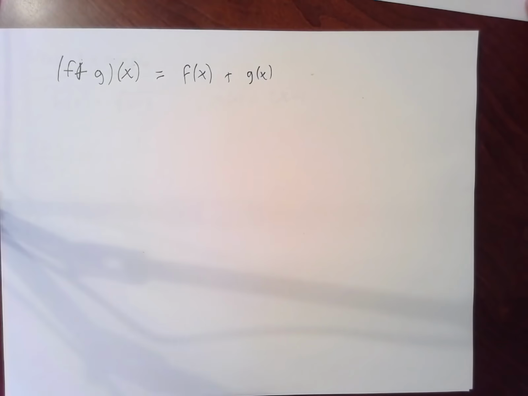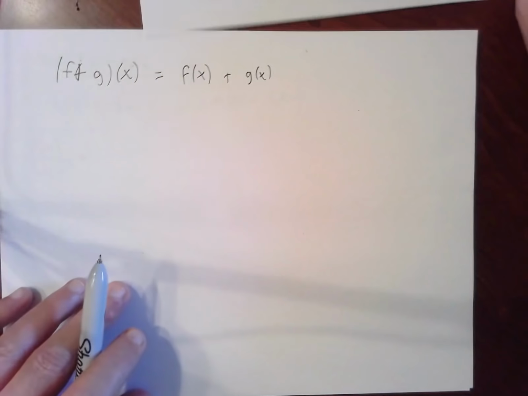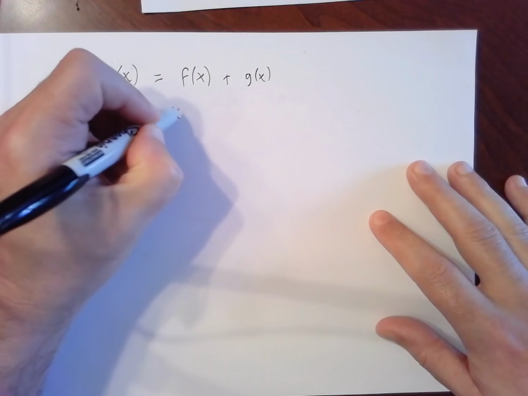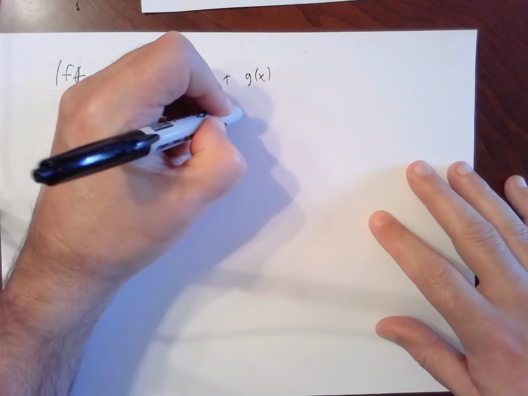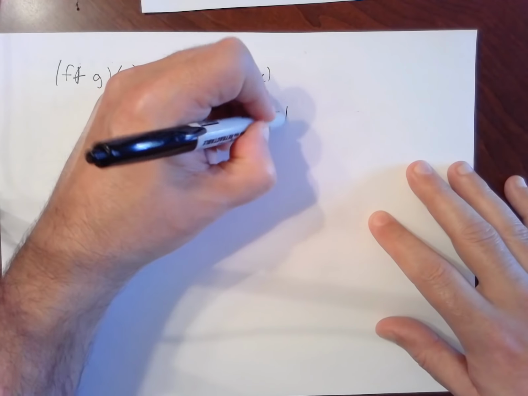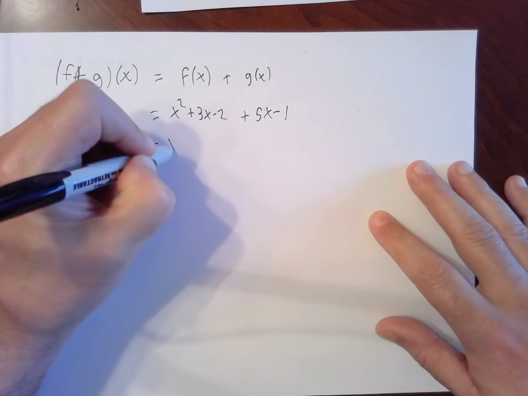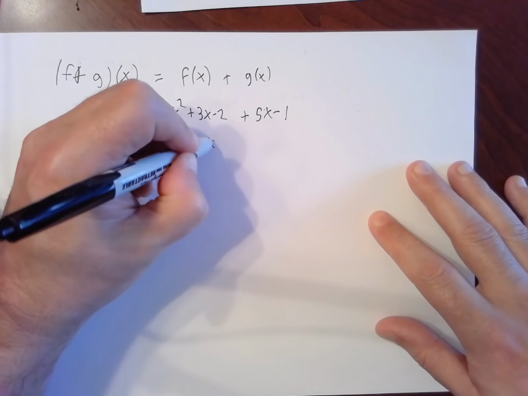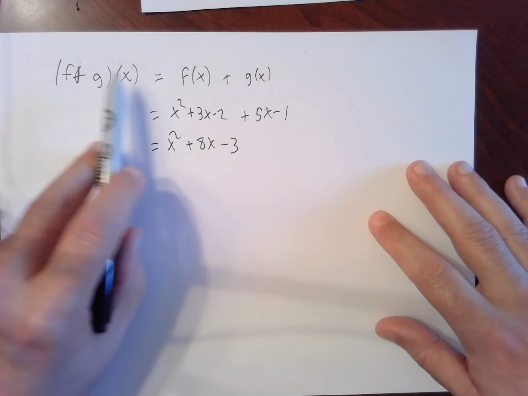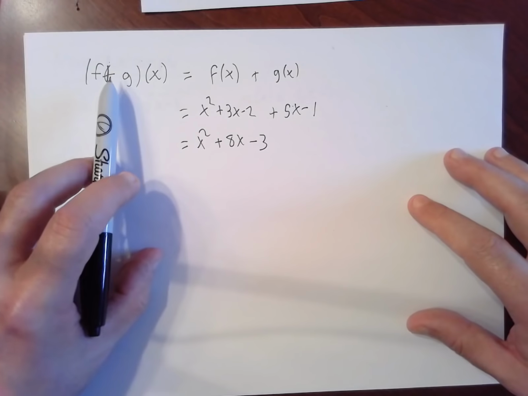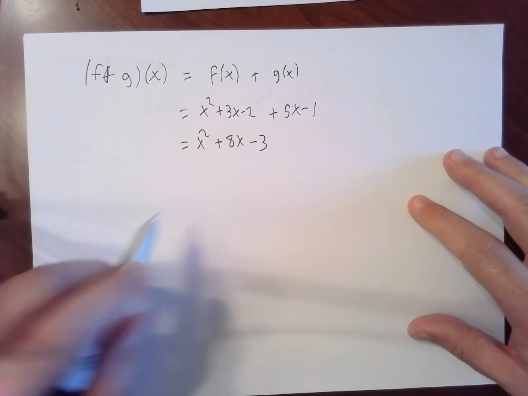So we'll use the same functions we were just using, f of x and g of x. We'll get x squared plus 3x minus 2, that's the f of x I just had written down, plus g of x, 5x minus 1, and just add them together. Just add like terms, we'll get x squared plus 8x minus 3. So that's this new function we've now created. We have made up a brand new function, f plus g of x.